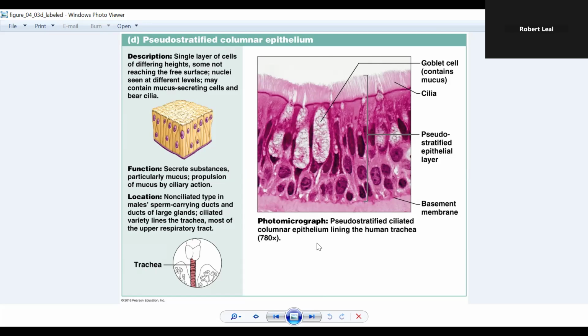Again, this here is called pseudostratified, and I can even name it further, ciliated, indicating it has cilia, columnar epithelial tissue.